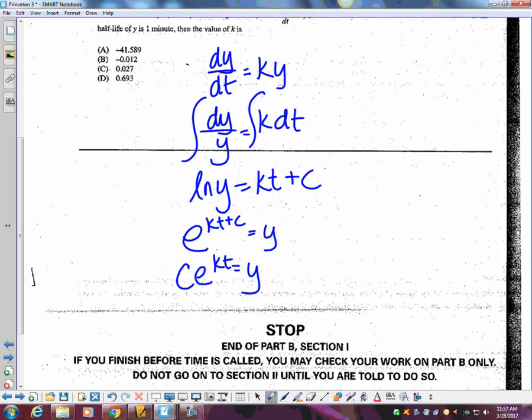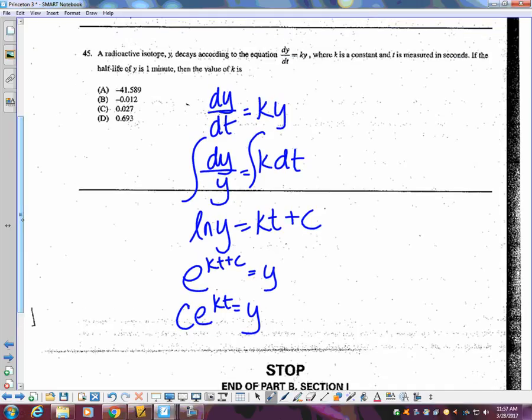Okay, so here we are. Now it says the half-life is a minute, but if you read super carefully, it says that t is measured in seconds. So what this means is that when t is 60 seconds, whatever this is going to be half of it.